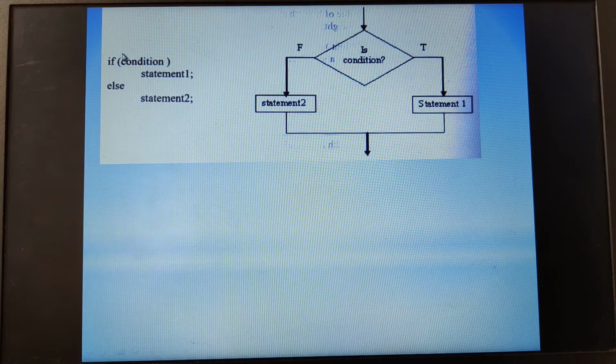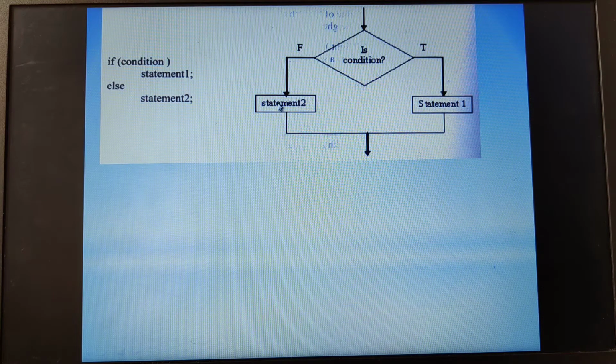Now look at the flowchart. This is the syntax. If, and under the parentheses you should specify the condition or expression. If this condition is true, statement 1 will be executed, else statement 2 will be executed. We can have more than one statement as the true part, and more than one statement as the false part. Moving on to the flowchart, if is always represented in the form of a rhombus. These symbols never change. So is the condition true? If it is true, then statement 1 is executed.